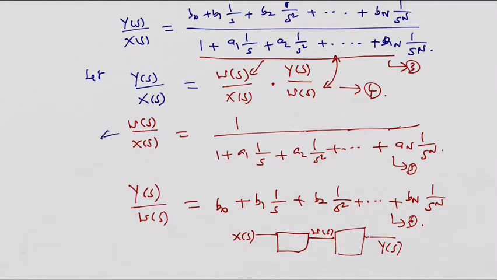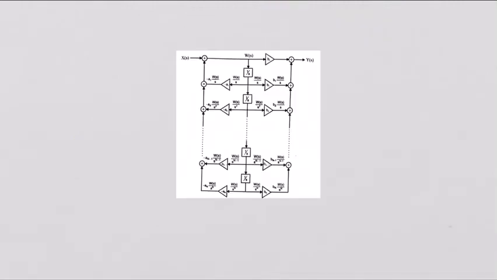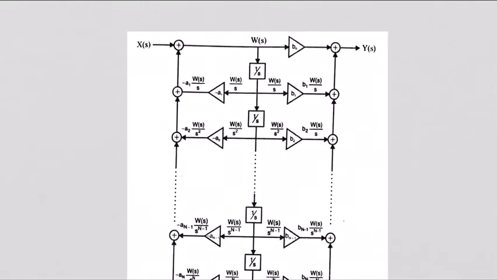Equation number 5 and equation number 6 could be realized separately in block diagram 1 and 2, and when you merge them you will find that it is very easy to realize with fewer components compared to the direct form 1 structure. You can notice that this is the direct form 2 structure where X of s is the input and Y of s is the output.